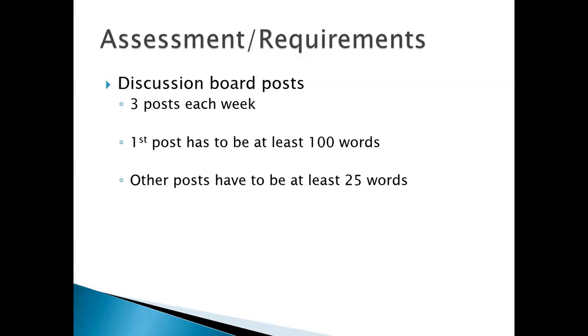I'm not looking for you to just say, I agree, good job. You can say that, but expound on it a little bit. Think about ways to add to what the person has said. Think about ways to further the discussion. Are there other things that should be considered based on what that person says? So think about that as you're writing your discussion posts.